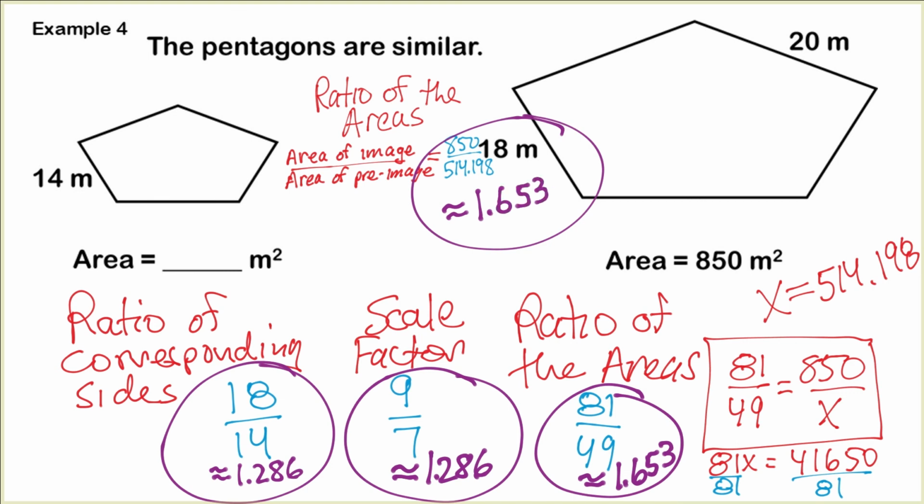So what we just found out is if you start with the scale factor, that will not give you the ratio of the areas. But if you take the scale factor and you square it, then you will have a number that is the exact same ratio as the ratios of the areas of similar polygons.